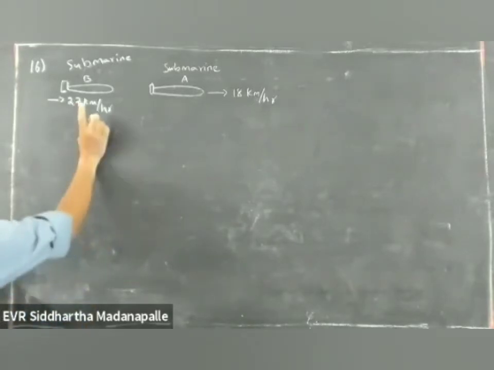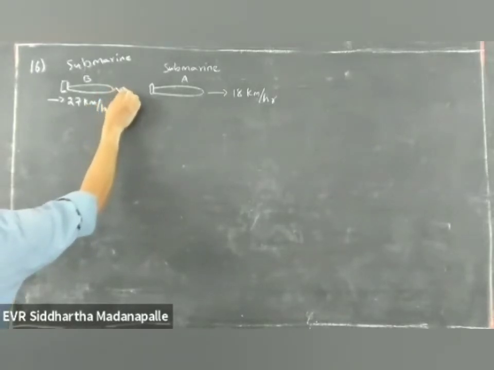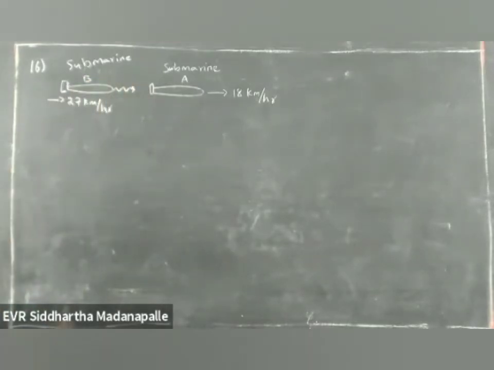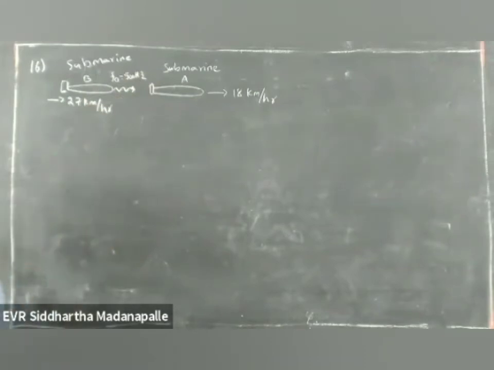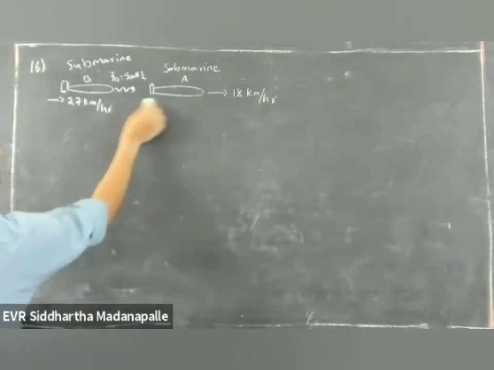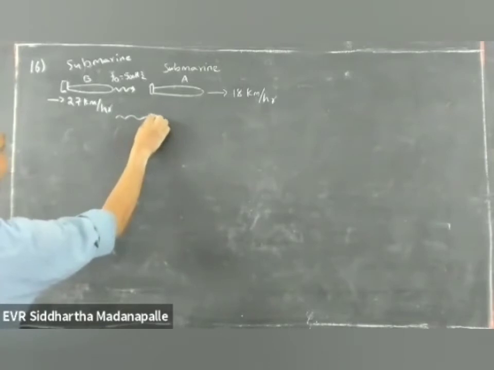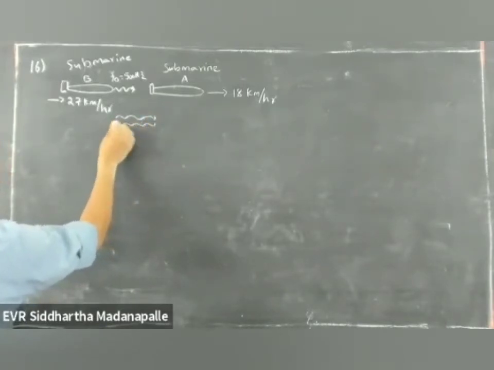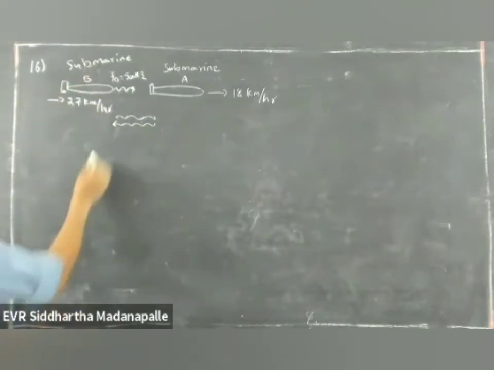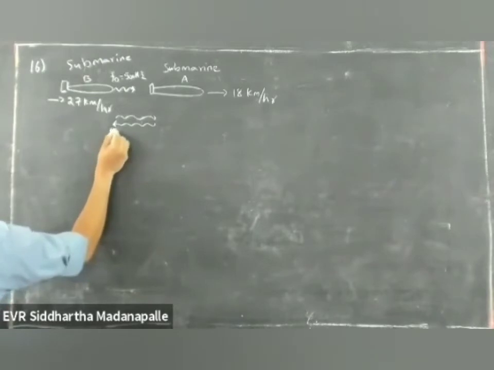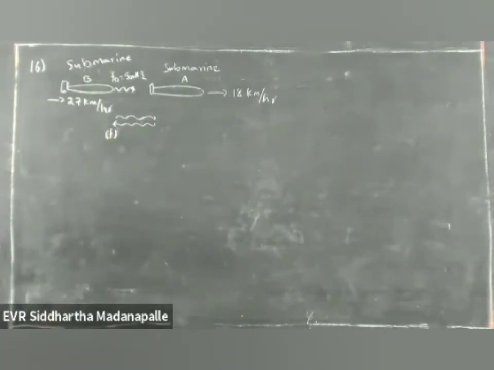Okay, now B sends a sonar signal of 500 hertz. B produces a sound, a sonar signal of frequency 500 hertz, to detect A and receives the reflected sound of frequency f. The sound wave that went detects A and is reflected. This reflected sound is heard by the submarine B. With what frequency does it receive it? It receives it with frequency f. Now the question is, what is the value of f?